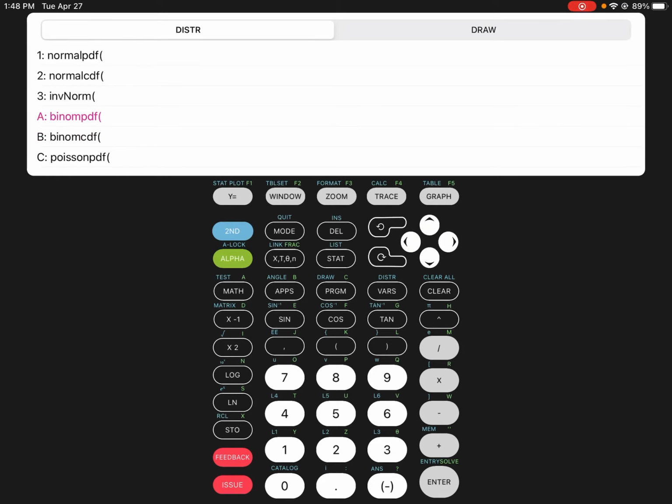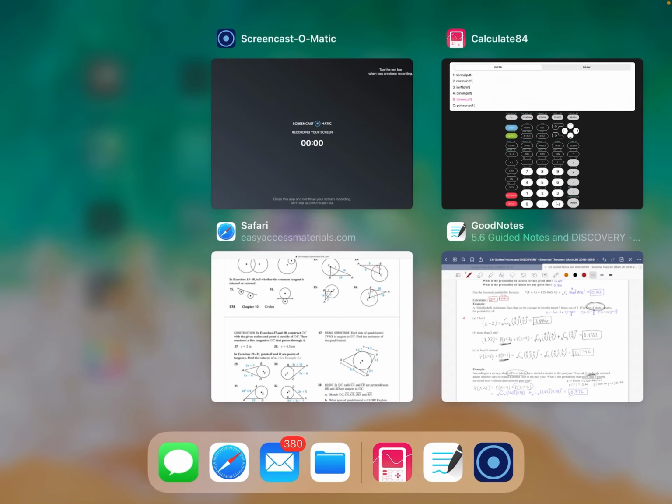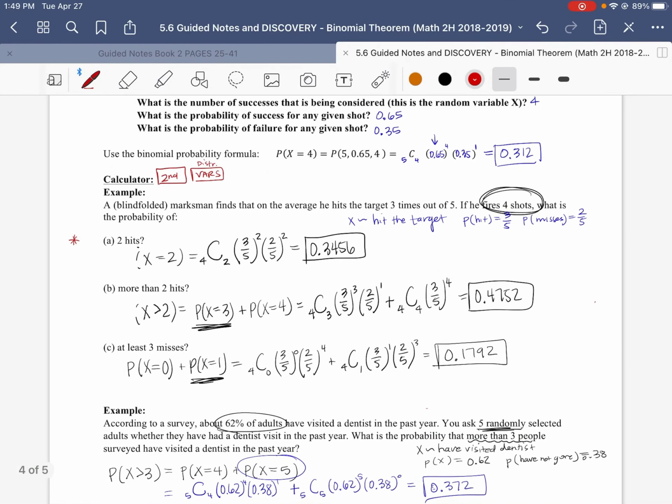Binomial PDF is going to allow you to calculate the outcome of an exact value. Binomial CDF is going to allow you to calculate a cumulative amount. So let me show you back on the notes. What that means is PDF would be something like this, where there's an exact particular value that you're looking for the outcome probability for. A CDF is one where you have a cumulative sum of probabilities that you want added together.